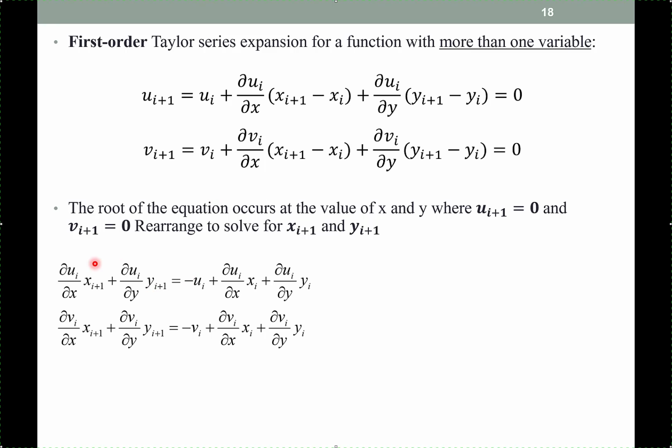So what we see here is basically this equation rearranged. We have the derivative of ui by x multiplied by xi plus 1, plus the derivative of u in terms of y times yi plus 1. That's what we see here, these two terms. Then on this side, we have everything that's remaining.